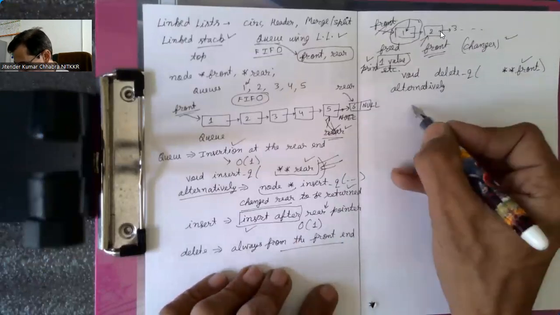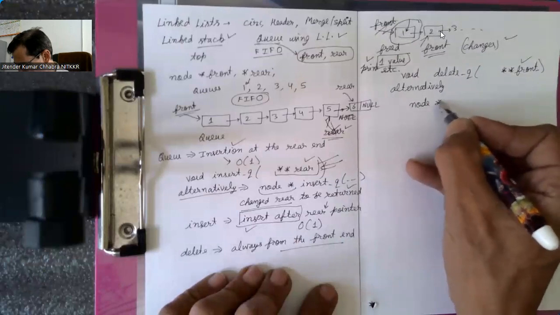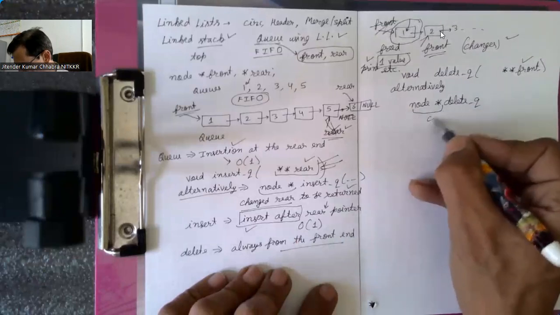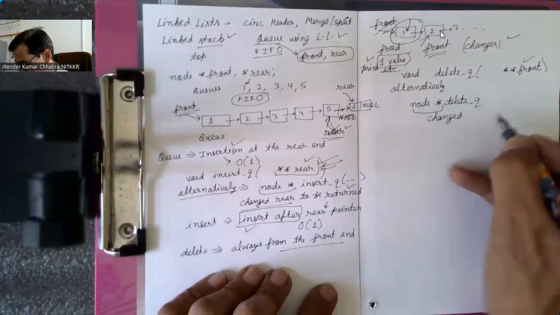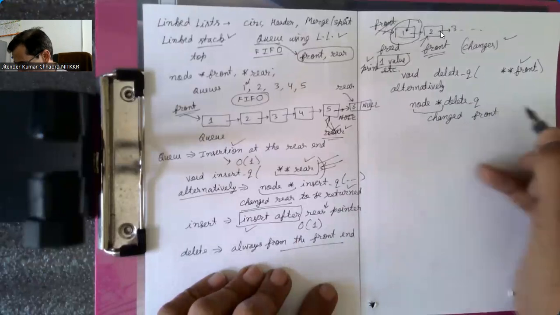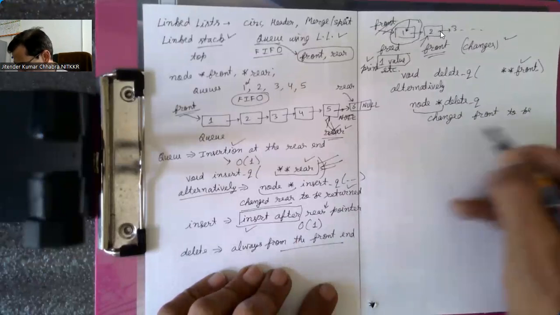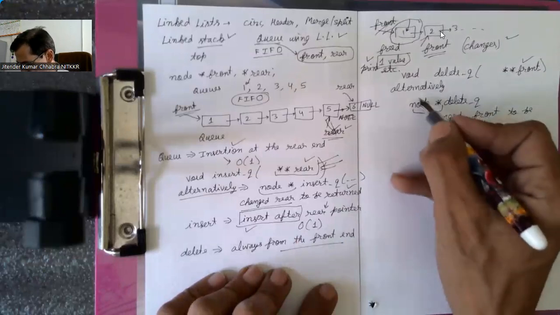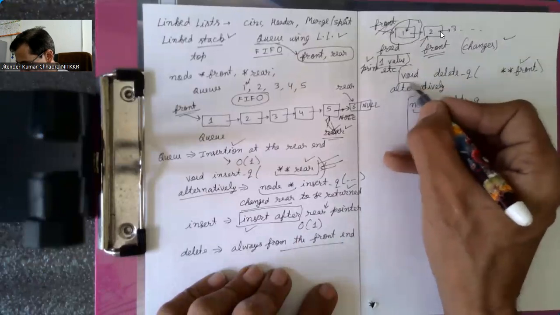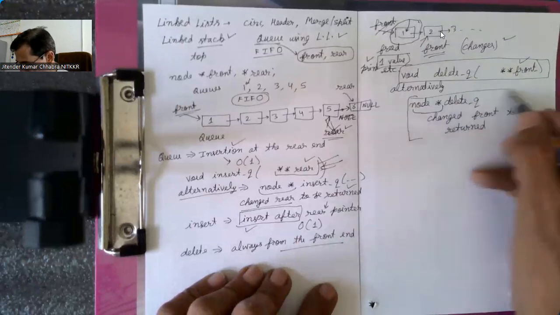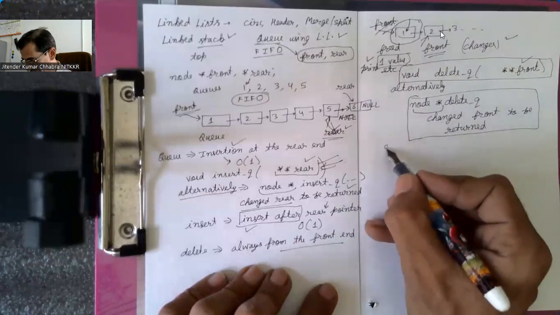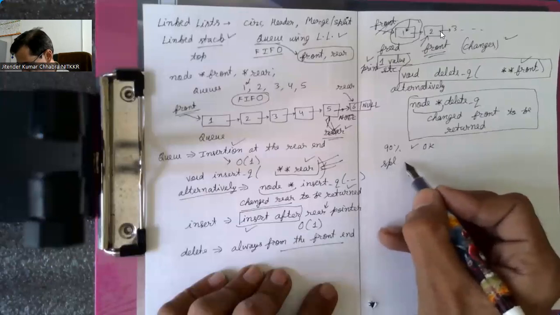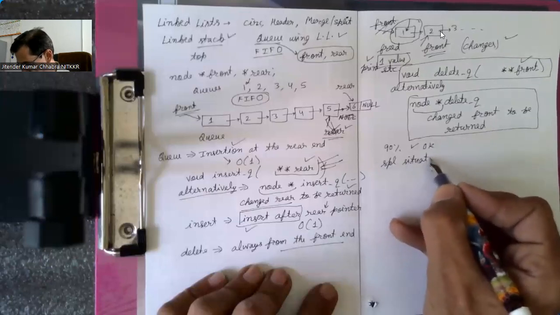Or alternatively, you can have node star delete q, and via this changed front to be returned. So that can be another way of doing. Both ways, you can use any one. Now, 90% times, no issues. Okay. Special situations. You need to think, will there be a special situation?